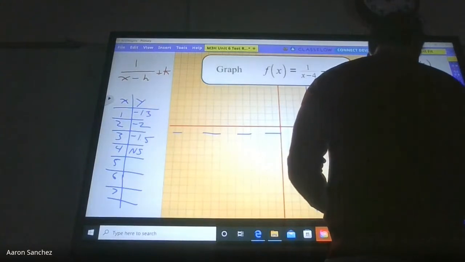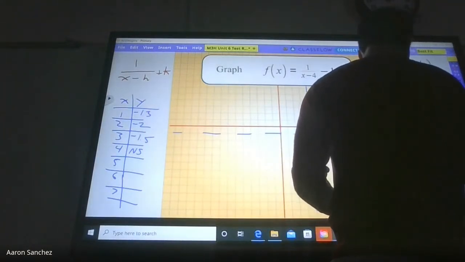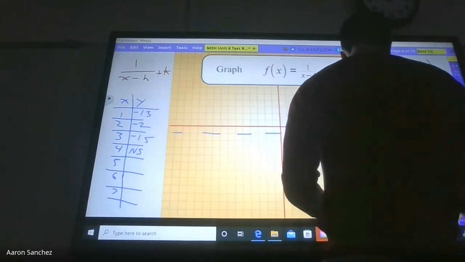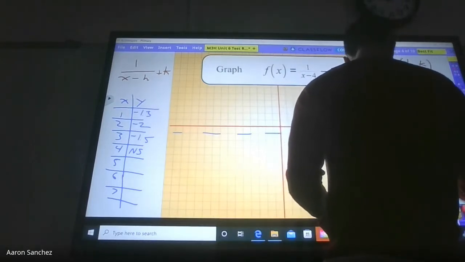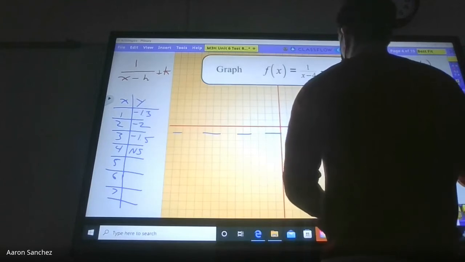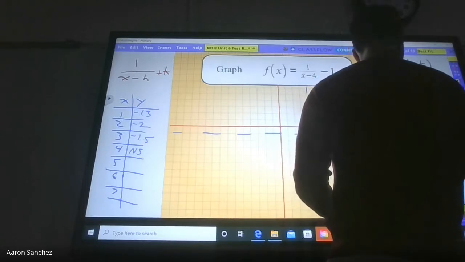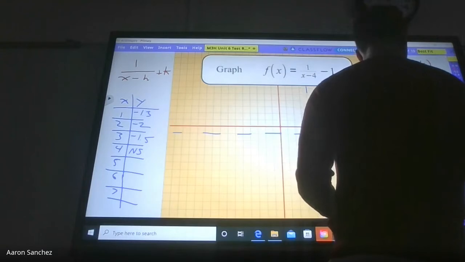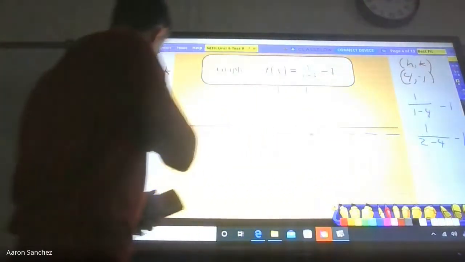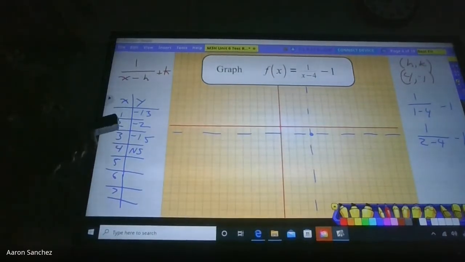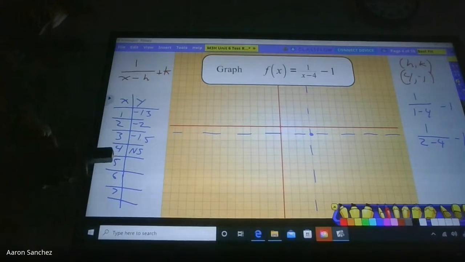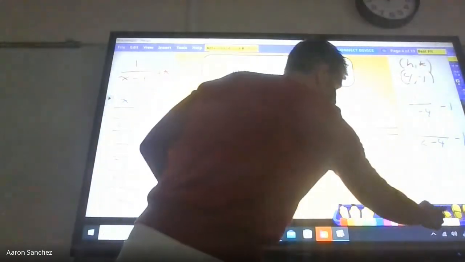You guys see what I'm doing wrong? Anyone? It's Monday morning for me too. It should be 1 over what? 2 minus 4, minus 1, right? Plug in 2. Do I get the same number? 1 divided by 2 minus 4, minus 1. Negative 1.5. This should be negative 1.5.